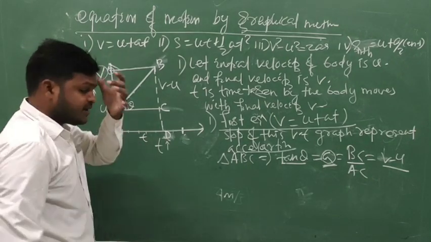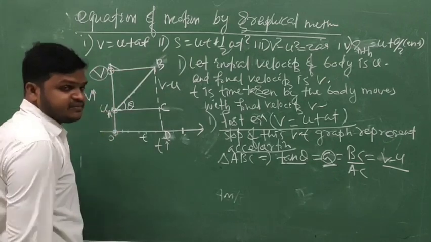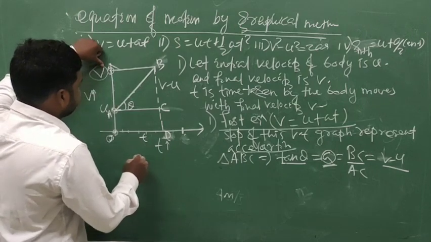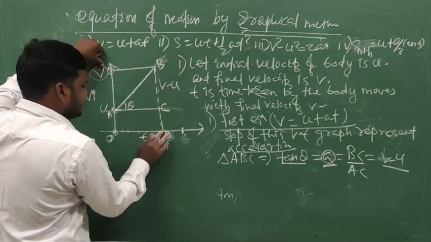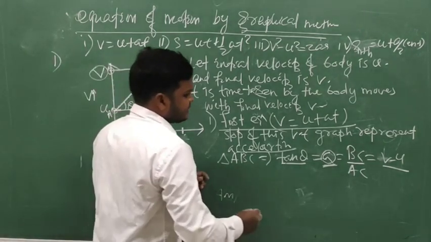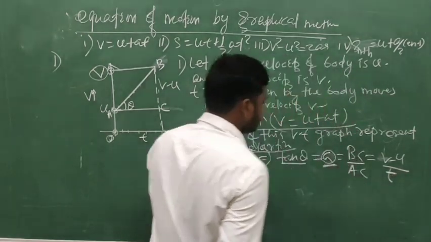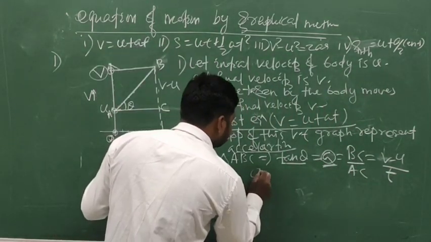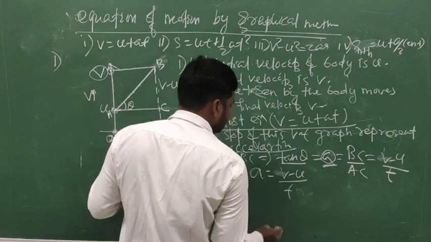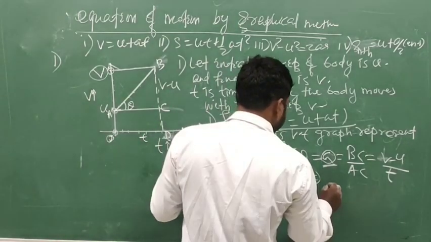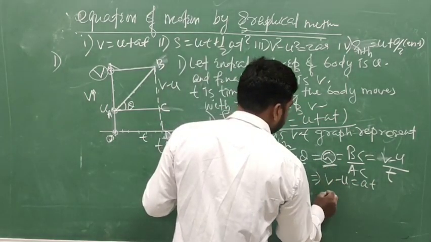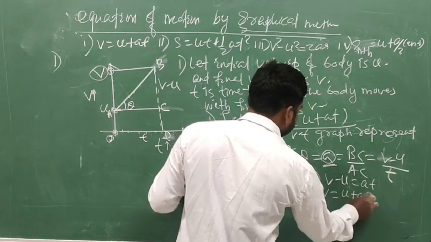Here t is the total time taken by the body to reach the final velocity v. So AC is represented as t, and instead of AC we can use t. So acceleration is equal to v minus u upon t. That means v minus u is equal to at, that means v is equal to u plus at.